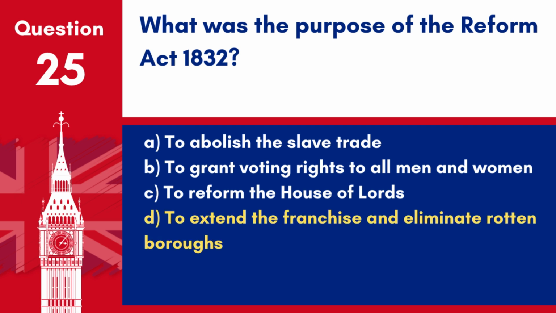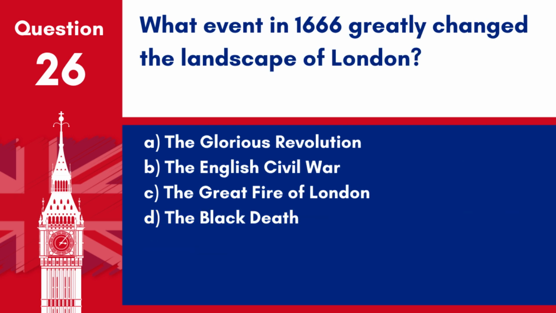Answer D. To extend the franchise and eliminate rotten boroughs. The Reform Act 1832 made significant changes to the electoral system of England and Wales, including widening the voting franchise and addressing parliamentary representation. Question 26. What event in 1666 greatly changed the landscape of London?